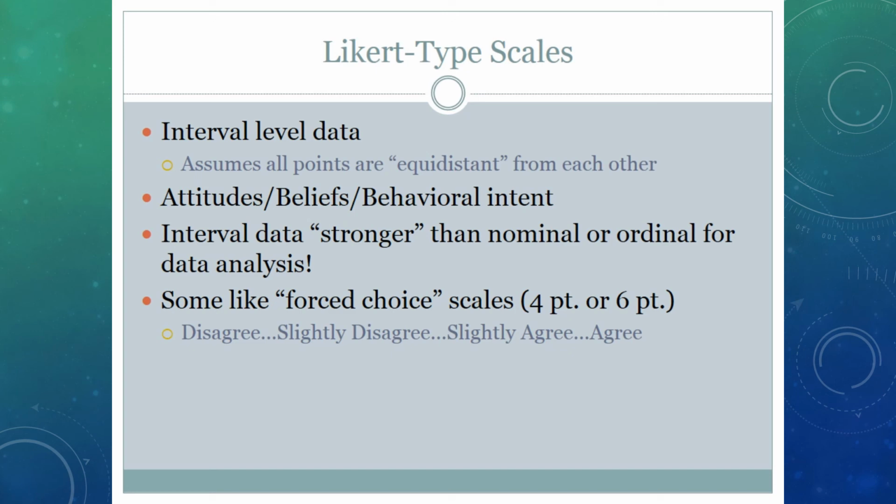Forced choice means that you are going to have an even number on one side and the other. So we have as an example, disagree, slightly agree, and agree.